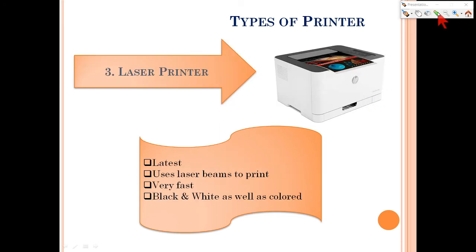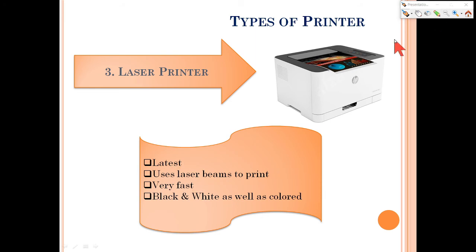Next we are having the laser printer, the most commonly used and very fast one, very cheap, and very common nowadays, widely used. As the name tells you, laser printer means a laser beam is used in it to print on the paper. It is the latest one, very fast, and black and white as well as colored printing is possible. So those are the features of the laser printer. That's why we are using it nowadays, and it is very common.